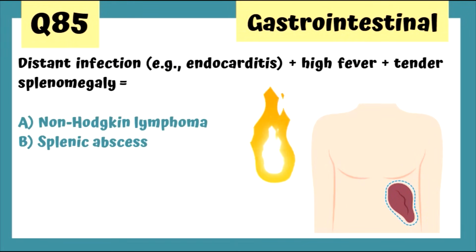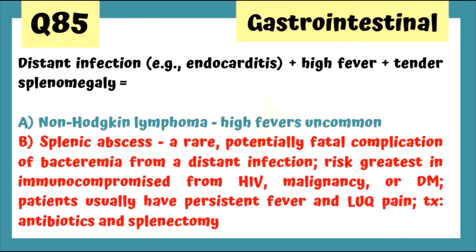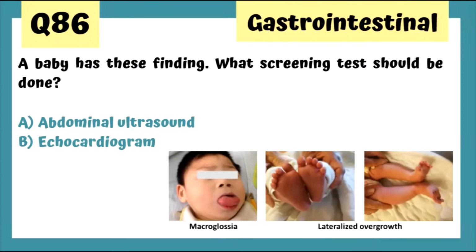Question 85. Distant infection, such as endocarditis, high fever, and tender splenomegaly. What's going on in the spleen? Of course, we have a splenic abscess. It's a rare, potentially fatal complication of bacteremia, for example, from endocarditis. The risk is greatest in immunocompromised patients, malignancy, or diabetes. Patients usually have persistent fever and left upper quadrant pain, because that's where the spleen is, and treatment is with antibiotics and splenectomy in some cases. Or maybe most cases.